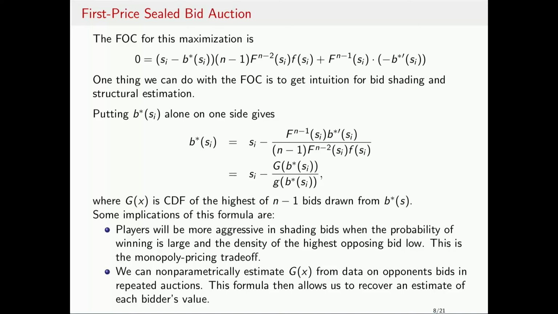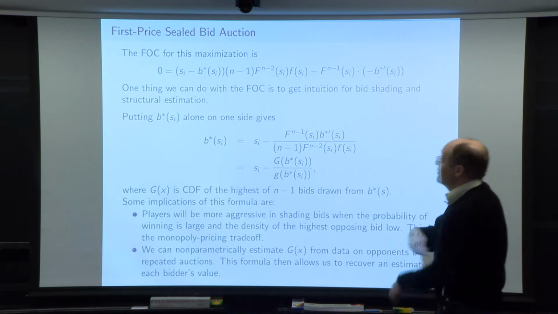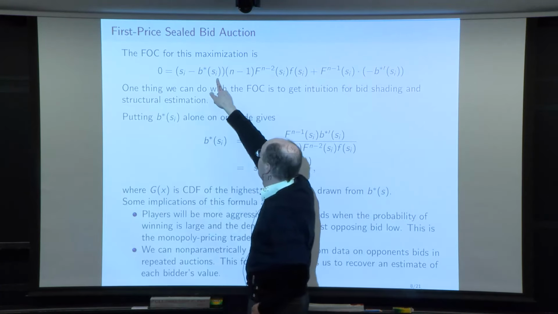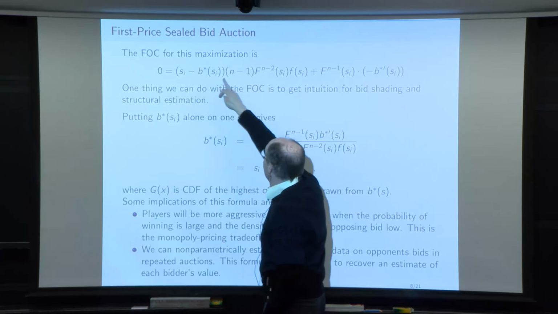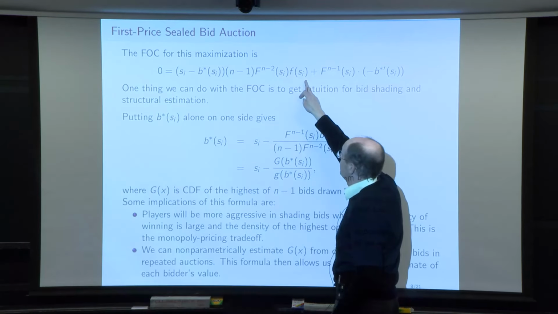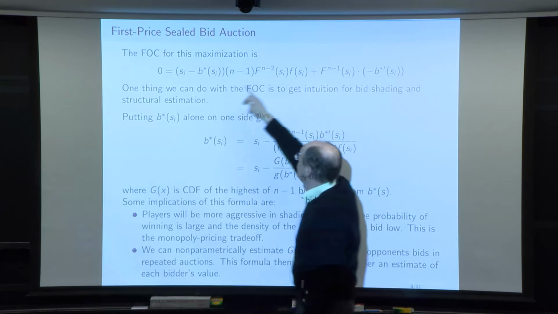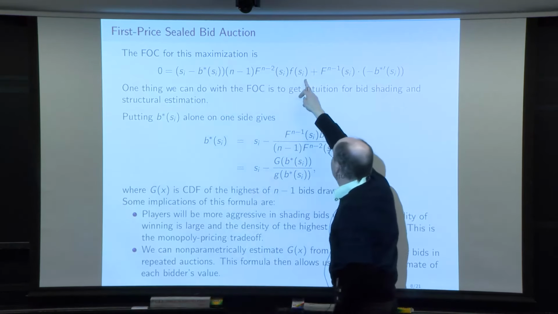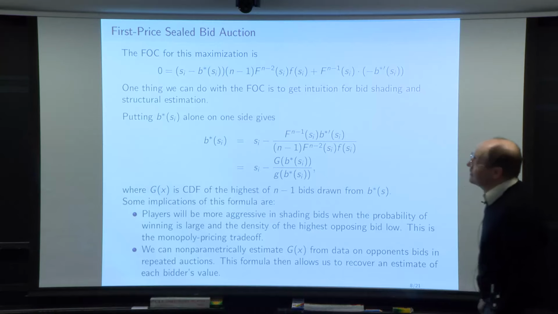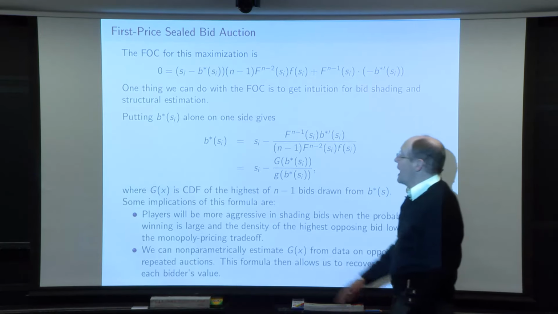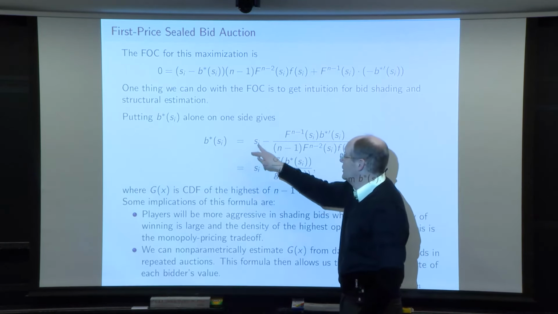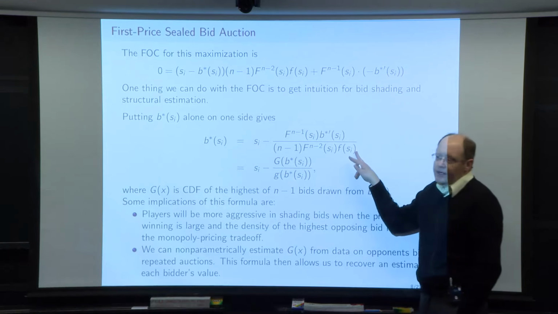And now in the next three slides, I'm going to do three different rewritings of this. One rewriting I'm going to do is just think of myself as solving this for the bid. So I'm going to solve this equation for B star. I'm going to do that by taking this expression, B star and N minus 1 F to the N minus 2 little f, move it to the other side, and then divide by this and see what's left. And what you get is the optimal bid is your true value minus a markdown.